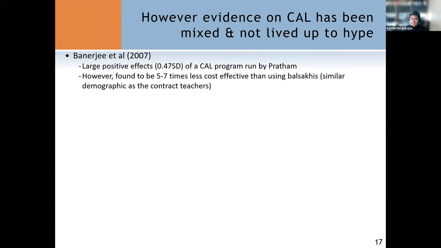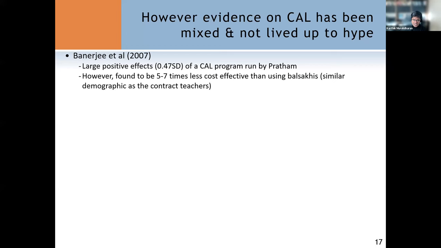Remember, the Balsakis are very similar to the demographic of the contract teachers I talked about yesterday, and they're much less expensive. So from a scale-up perspective, Pratham ended up spending much more of its time focusing on the Balsakis rather than computer-aided learning per se, though that particular study did find positive effects. Pratham's now come back to digital learning in a big way as the costs have fallen and as the pandemic has made it more important to reach households and communities. So that's positive effects.